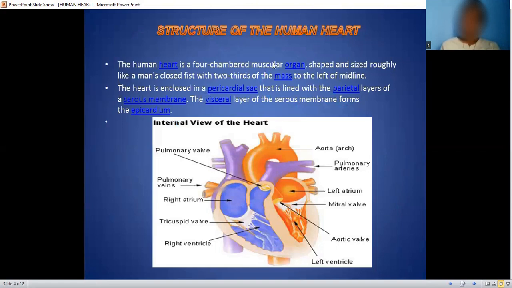Structure of the human heart. The human heart is a four-chambered muscular organ, shaped and sized roughly like a man's closed fist, with two-thirds of the mass to the left of midline. The heart is enclosed in the pericardial sac that is lined with the parietal layer of the serous membrane. The visceral layer of the serous membrane forms the epicardium.